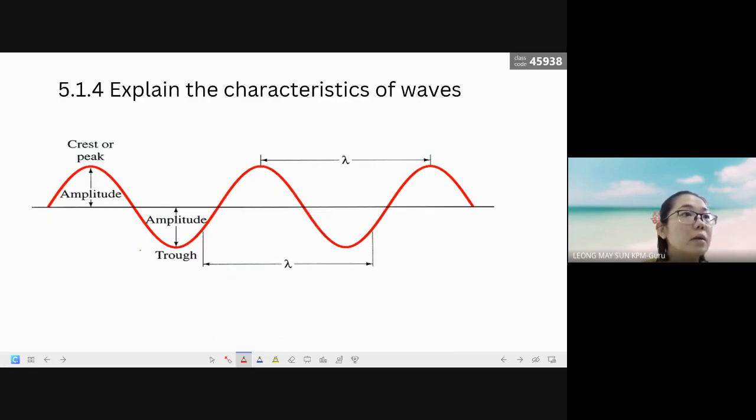Okay, so now let's continue here. All right, explaining the characteristics of a wave. Now, this straight line here is actually called the equilibrium position.